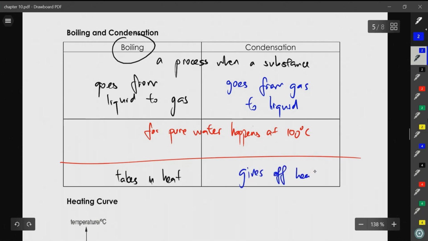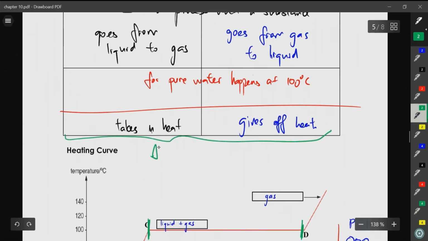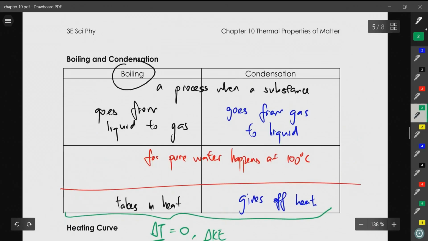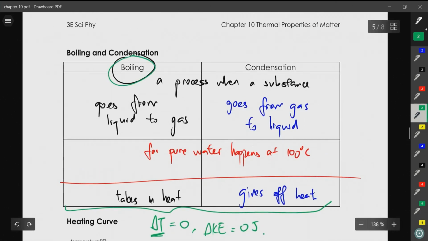Same thing, we want to recognize the fact that for these two processes, the change in temperature will also be zero. And because the change in temperature is zero, we know that the change in KE when these two processes happen must be 0 joules as well. And because the change in KE is 0 joules, we know that during these processes, any energy given is given to change its potential energy.